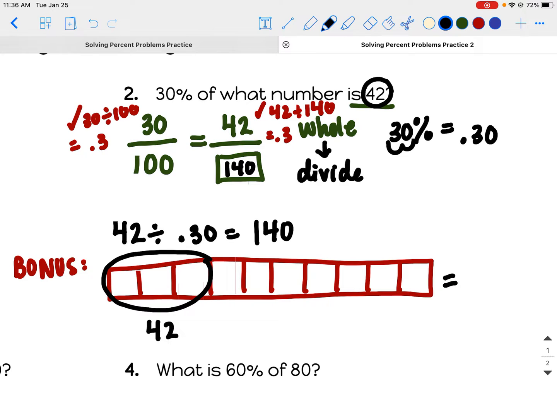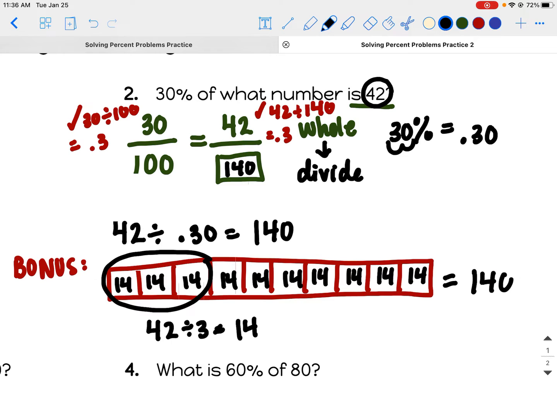Yes, it can. So if all 3 parts together equal 42, what would each equal? Well, we can just do 42 divided by 3, right, to find what each one would equal. And that would give us 14. So now I know each part of this ratio, which equals 100%, is 14. So now if I want to get this whole, the model, all I do is multiply that 14 times 10, which would give me 140, just like we found up here.